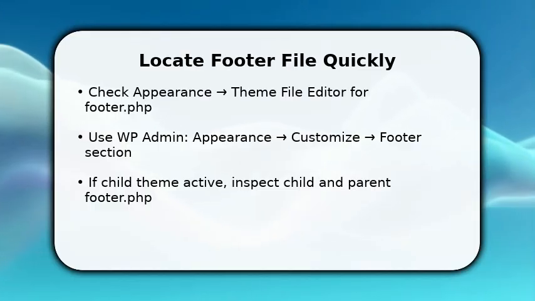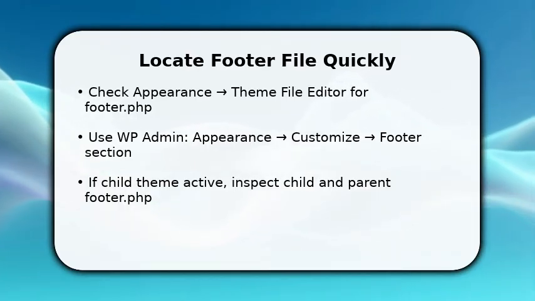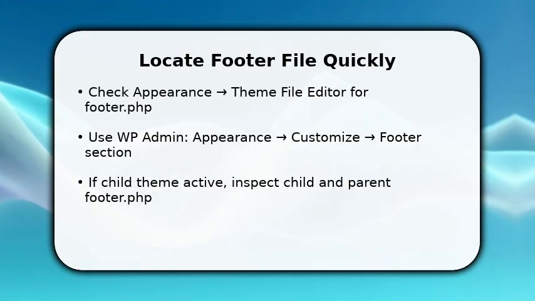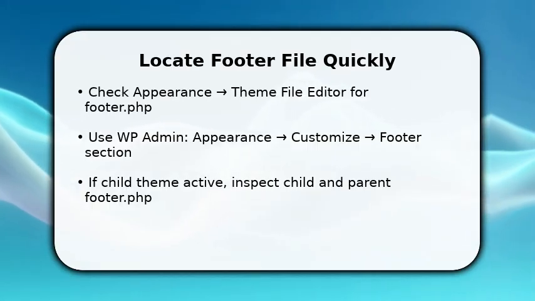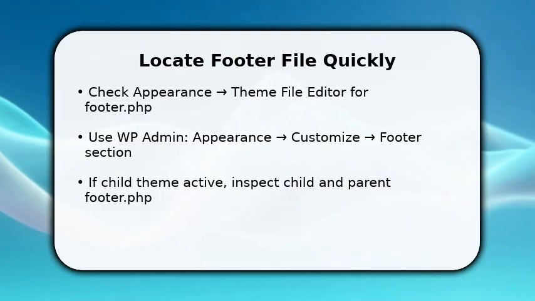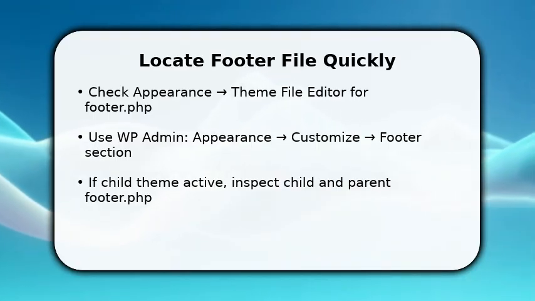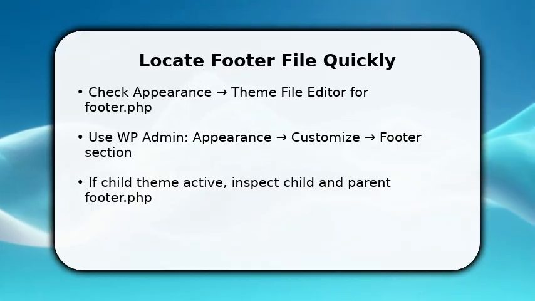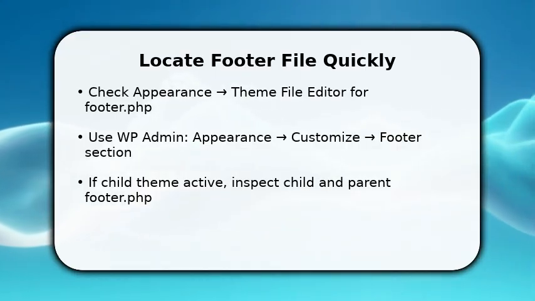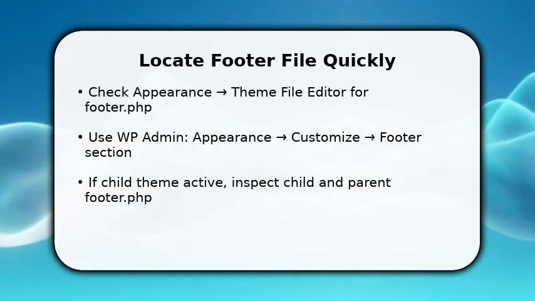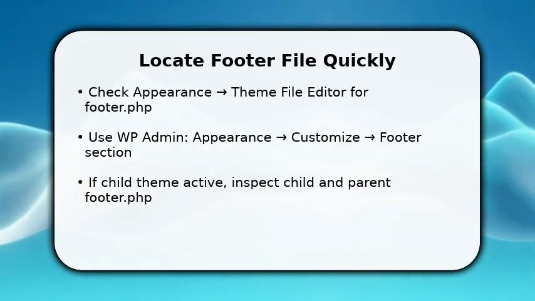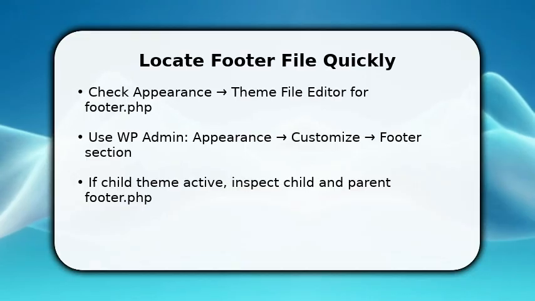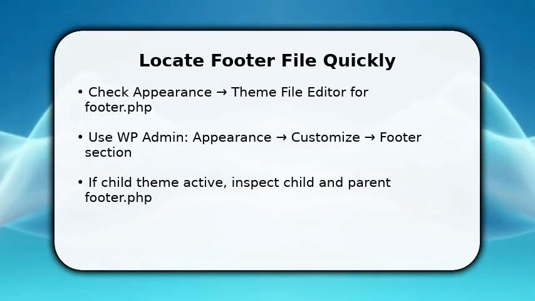You start by opening your WordPress admin and going straight to Appearance. First, check Customize for a footer panel. Many themes expose footer settings there. Once done, open Theme File Editor and look for Footer.PHP under Theme Files, that's the canonical footer template. If you use a child theme, make sure to inspect both child and parent folders because the child can override the parent. This gives you the exact template and the first place to make safe edits.